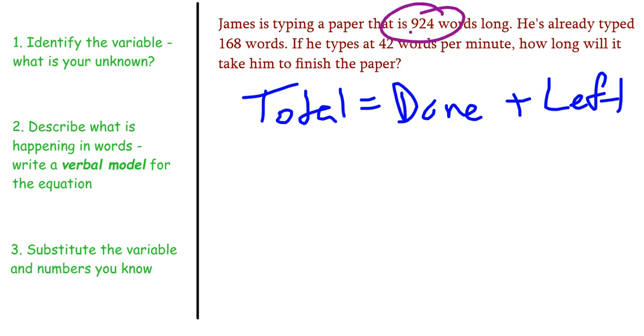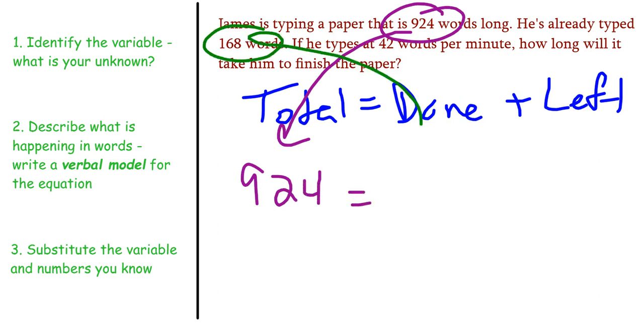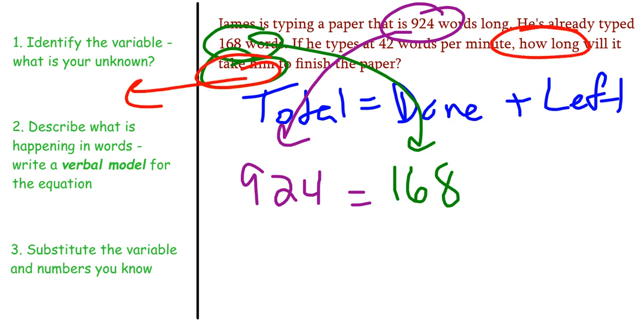So the total paper is 924 words long. He has already typed 168 words. That's what he's done. And whatever he has left, he's going to type at 42 words per minute, which is a speed.